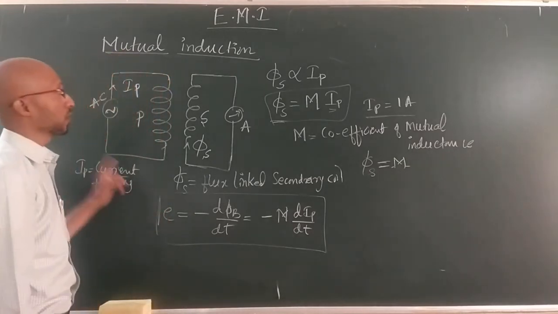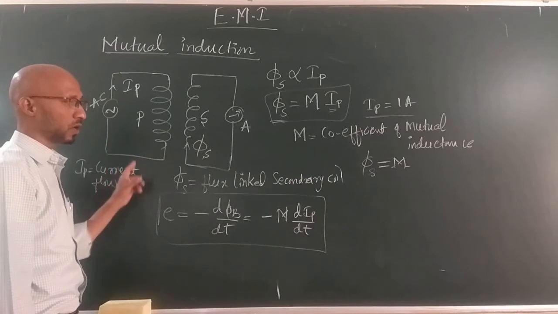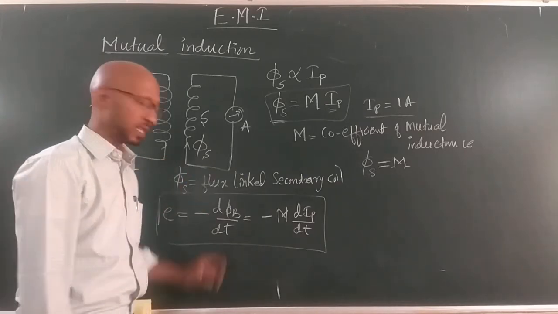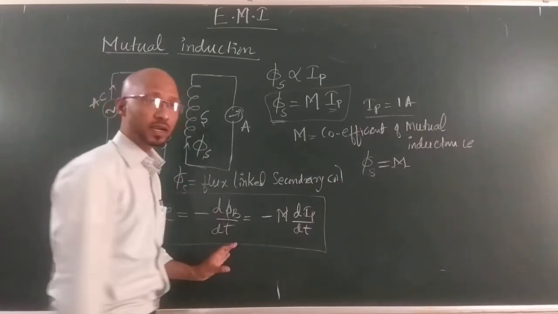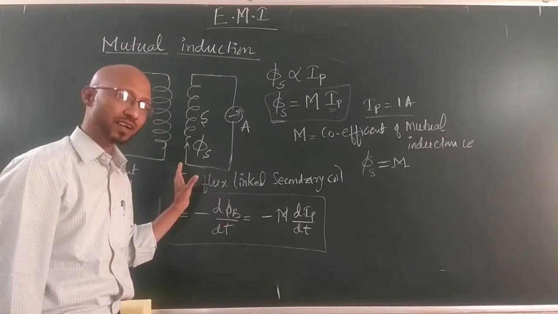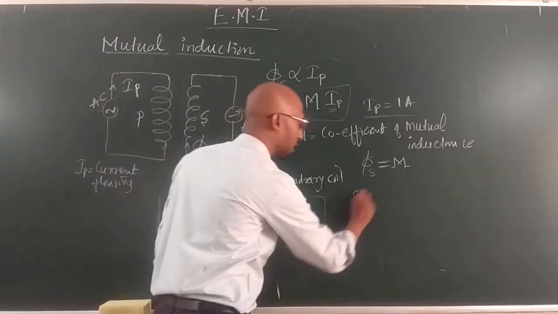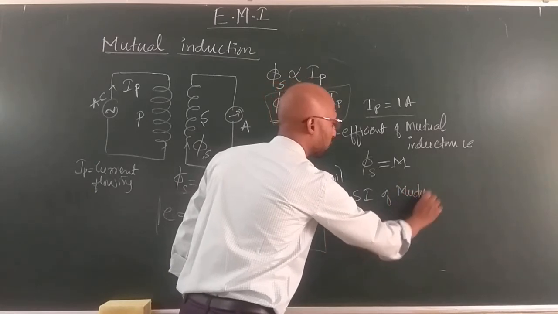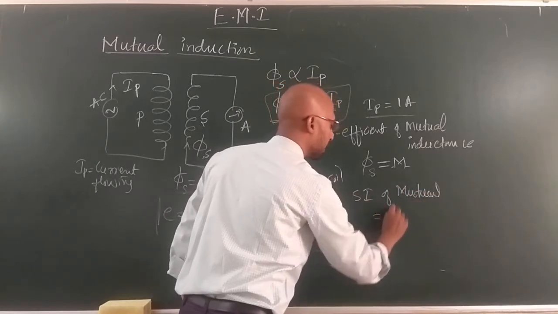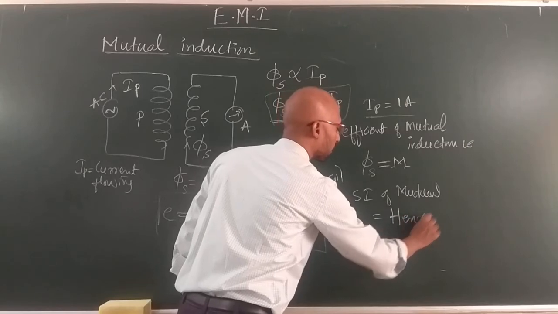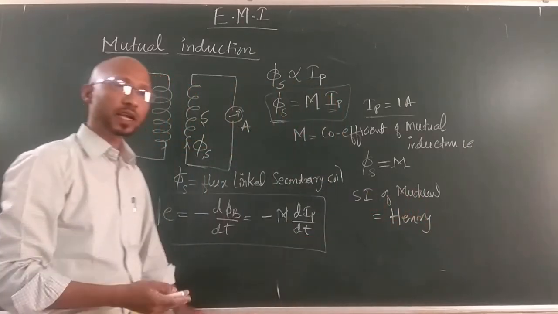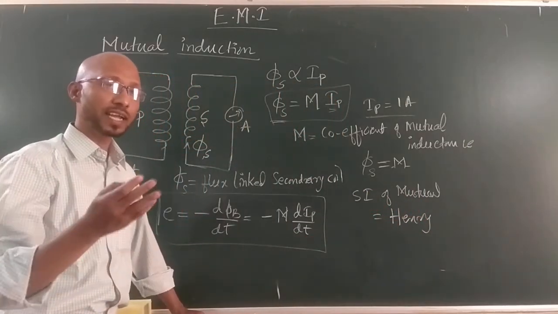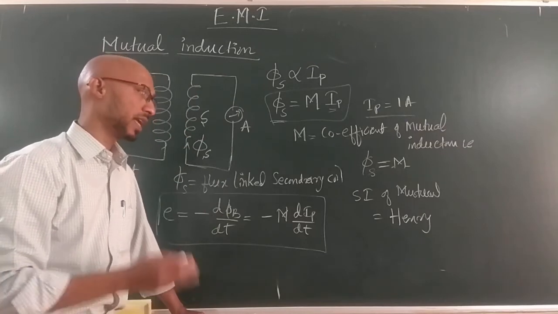One last part: what is the SI unit? The SI unit of mutual inductance is the same as that of self-inductance, that is, the Henry. Again, Weber per ampere, or again, 1 volt second per ampere.